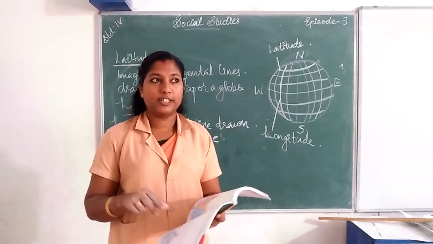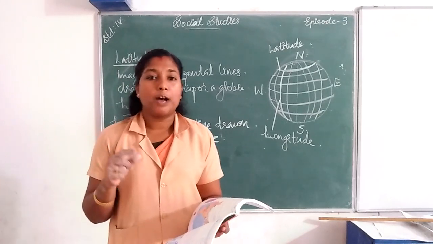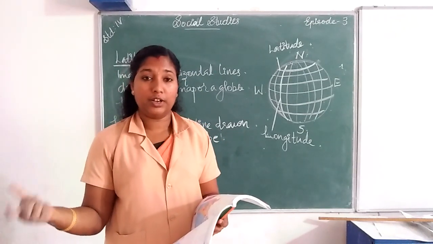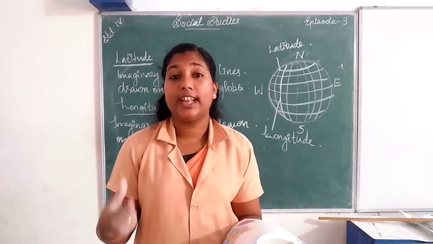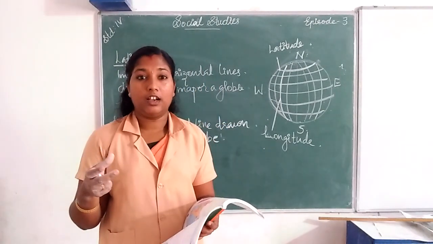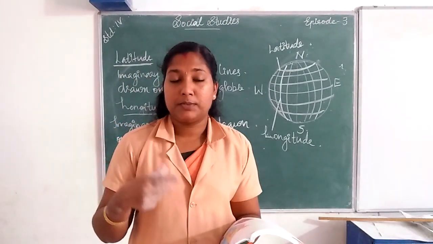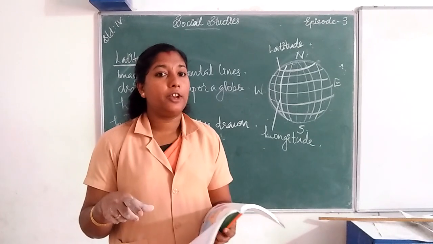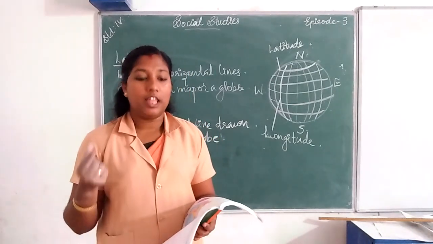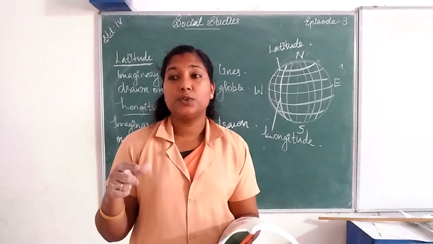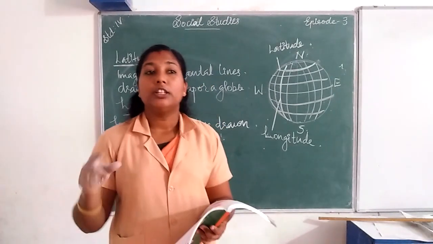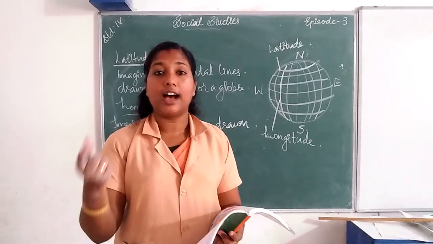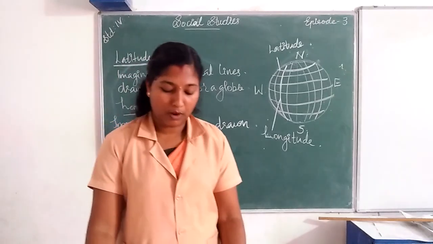Once more, the differences between maps and globe. Maps are very easy to carry. Globes are difficult to carry. Maps are more detailed. Globes are less detailed. Maps can show different places at the same time. Globes cannot. No need to turn around to see the other side of a map. For a globe, one needs to turn around to see the other side.